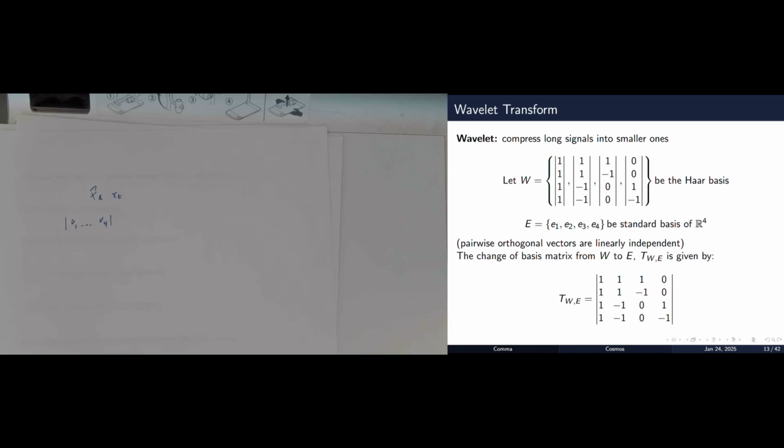I'll explain how it works. I'll show you why it works. Why is this good? Why do we want this? I'll explain. What is the meaning of a long signal? It says compress long signals into smaller ones.